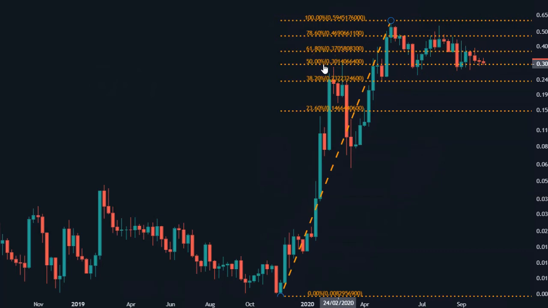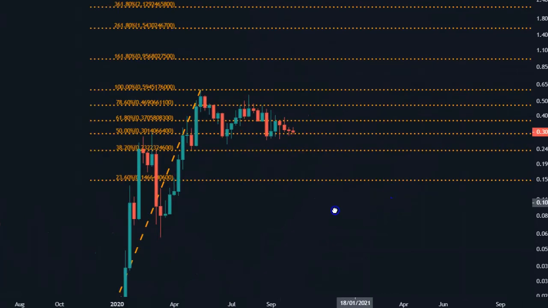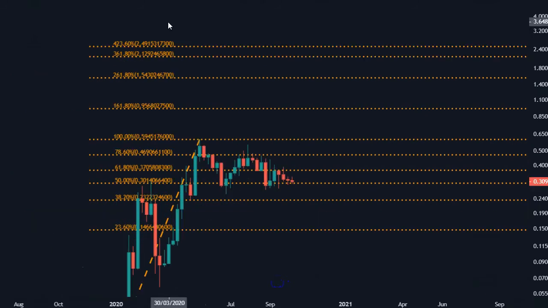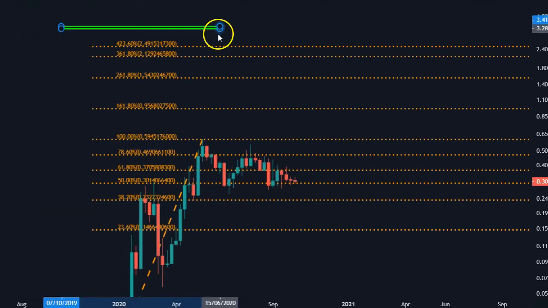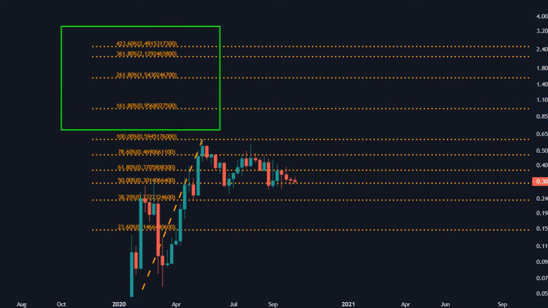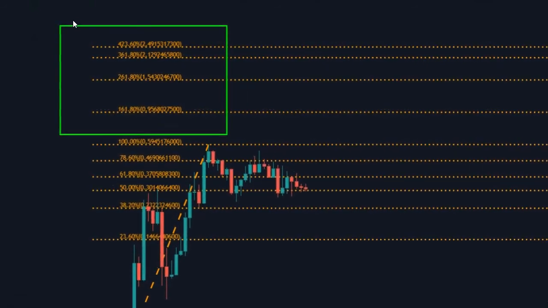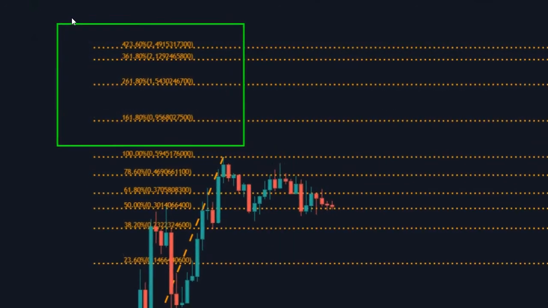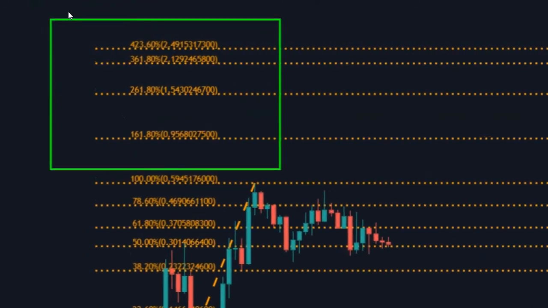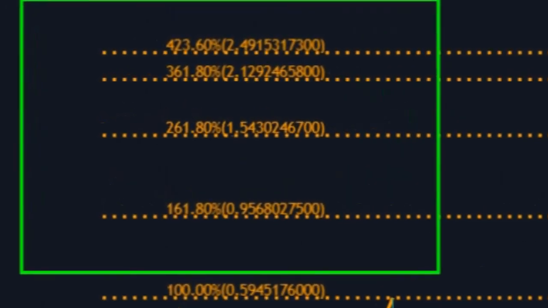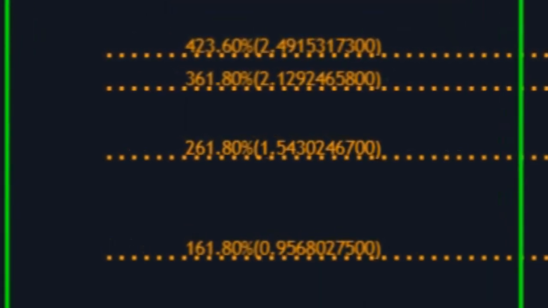But the future, oh boy, we did get some answers. Check it out, just to align it to look fairly nice. When we reversed Fibonacci, we got some interesting looking levels. The move into the future, namely 161.8, is around 95 cents. 261.8, $1.5. 361.8, $2.12. And the ultimate, 423%, at around $2.50.